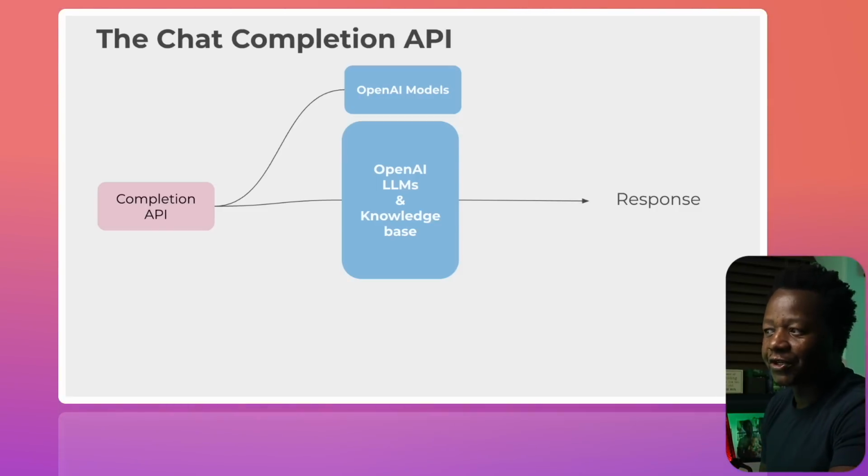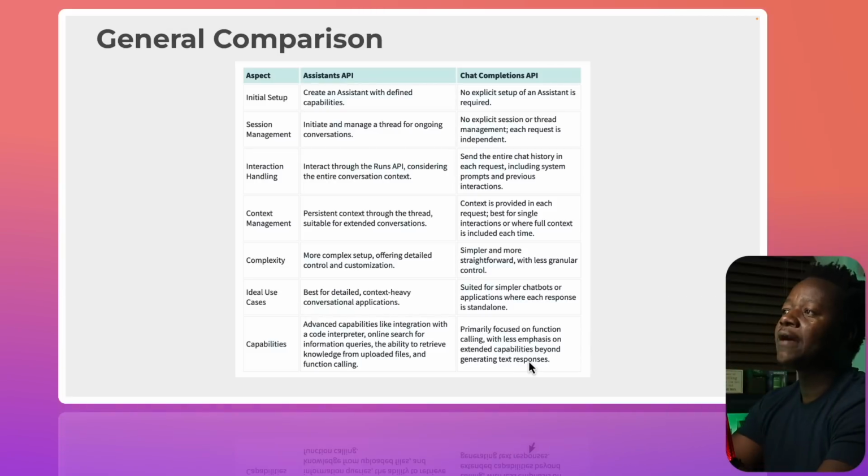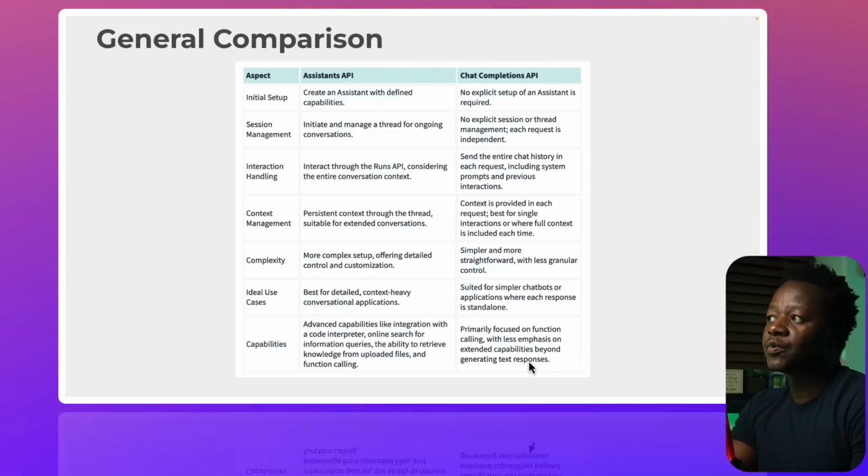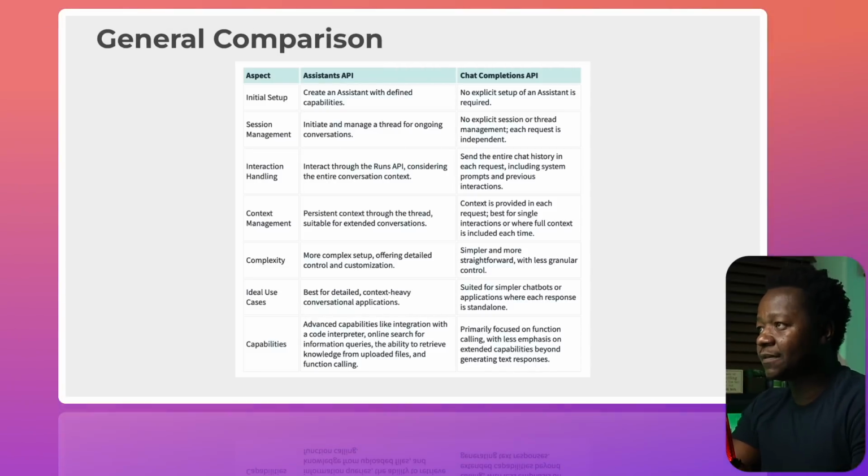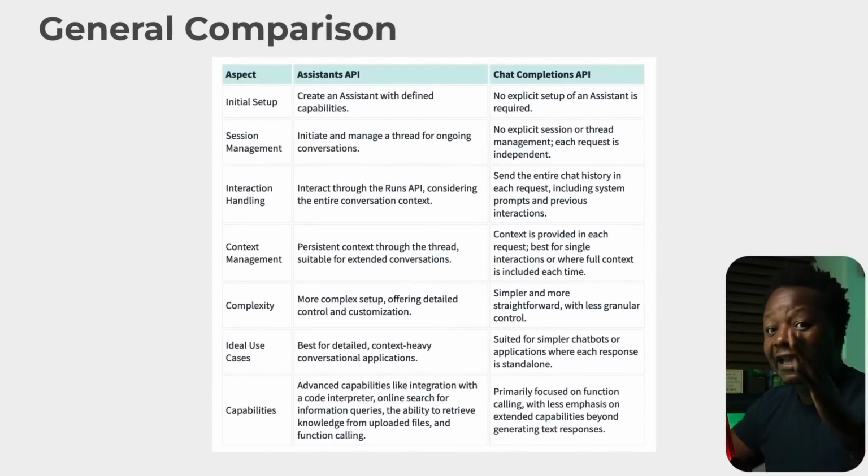Okay, so let's look at this general comparison so we can see the differences between the Assistants API and the Chat Completions API. This is just to have some sort of an overall idea. So you can see here the aspect column, the Assistants API, and the Chat Completion API. For the Assistants API, initial setup, you have to create an assistant with defined capabilities, which we'll see in a little bit. For chat completion, of course, there's nothing for you to set up. You just call the API and get the results, the answers, and so forth. For the Assistants API, we have to initiate and manage, in this case, a thread for ongoing conversation.